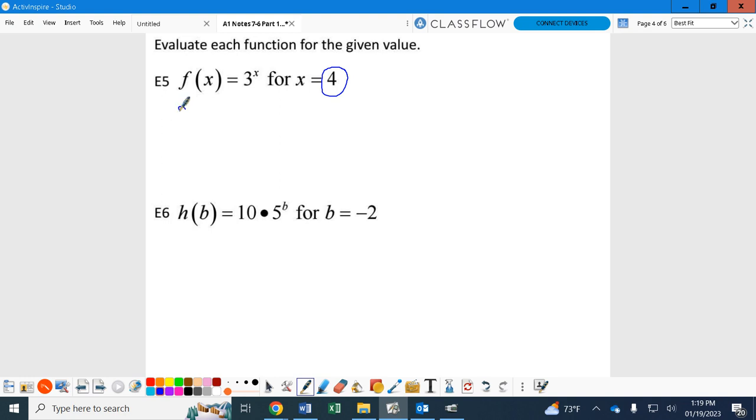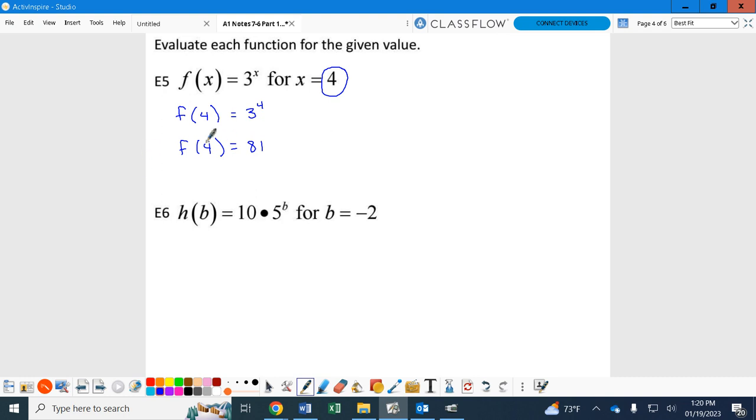So we're going to rewrite this as f of 4. All that means is you're plugging in the 4 for the x. And you're going to make it 3 to the 4th power. That's all you do. Plug it in and then work it out on a calculator. Grab your calculators once you write that down. 3 to the 4th gets pretty big quickly. 81. Okay, that's it. You're done. That is worked out.